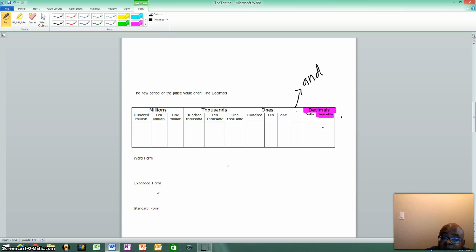So let's look at a couple of examples. Remember guys, we're going to do plenty of examples over the next few days with this. So we'll have plenty of practice.